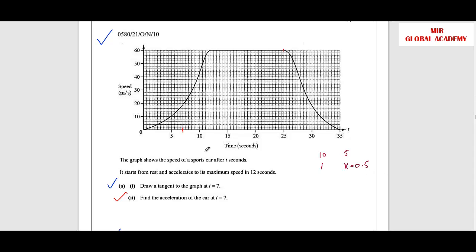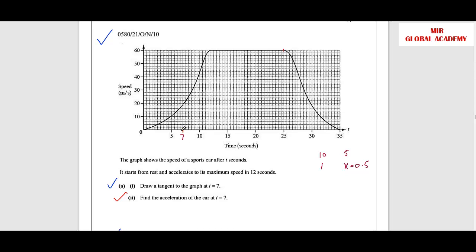So it means that 2 boxes represent 1 second. So after 5, 2 boxes is 6, and after 4 boxes, this is 7 seconds here. So we have to draw a tangent line at t equal to 7.